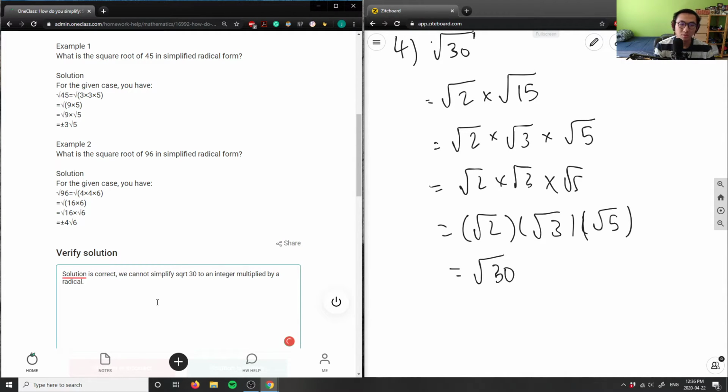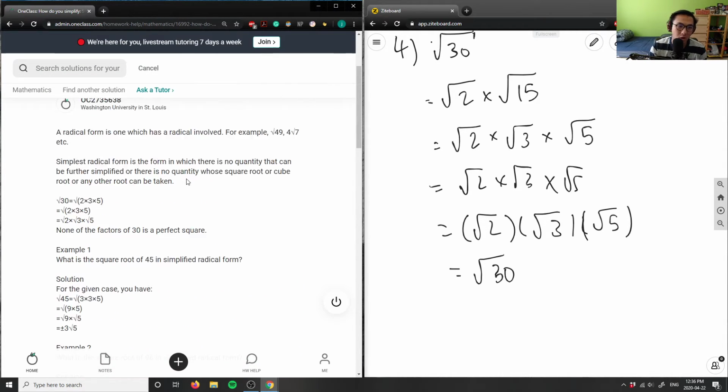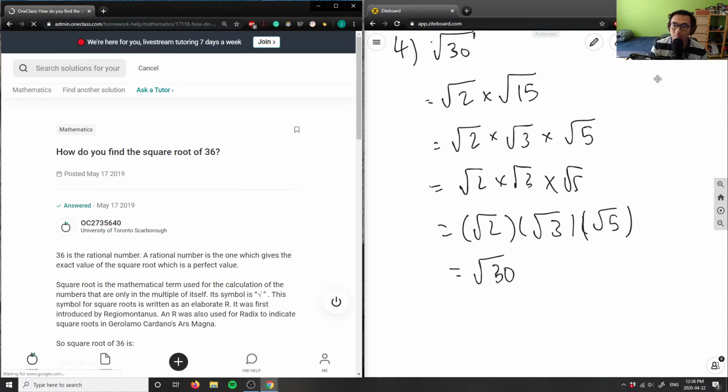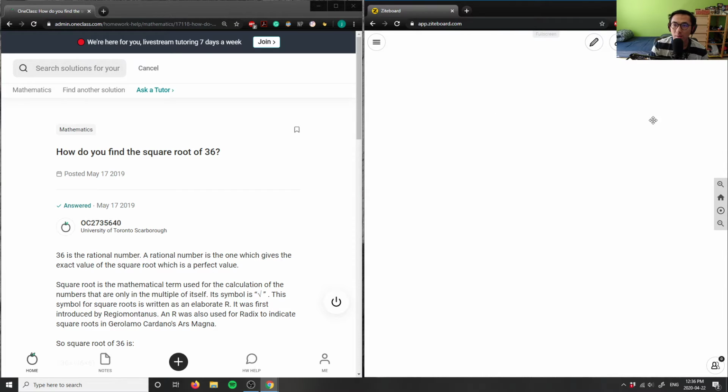So therefore, that solution is correct here. This is the most simplified form here, but this simplified form is actually more complex than just simply root 30. So in reality, we just leave it as root 30 here. So that's number 4. And then root 5, how do you find the square root of 36?